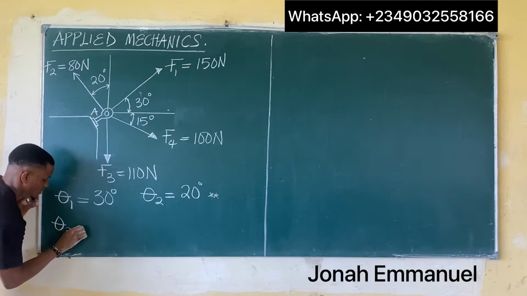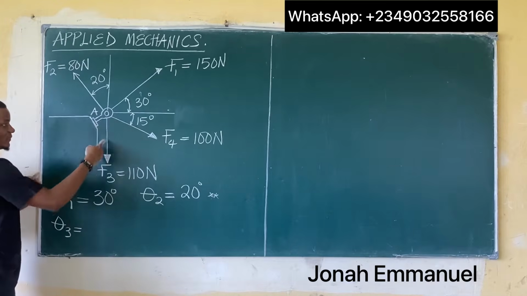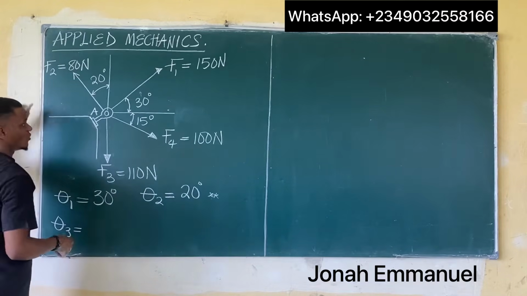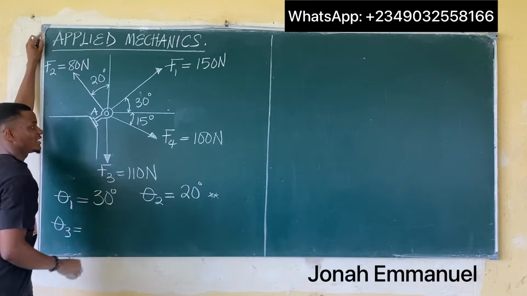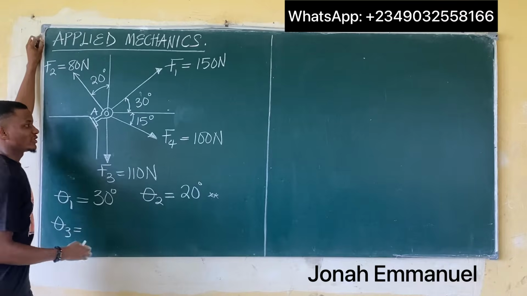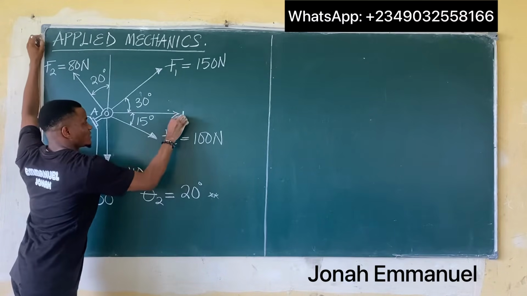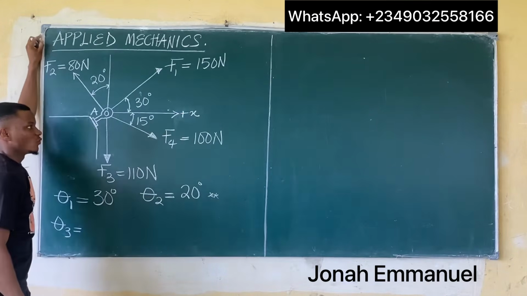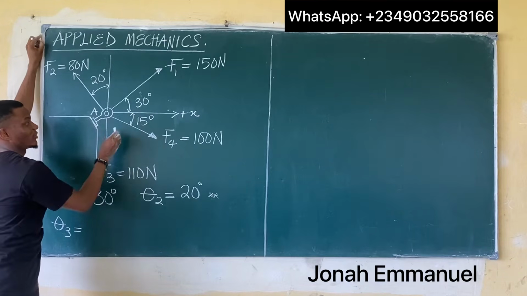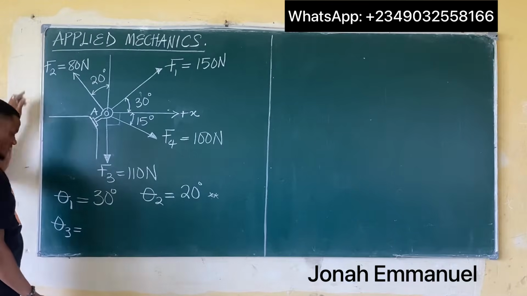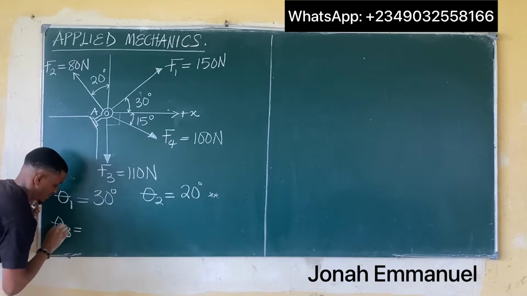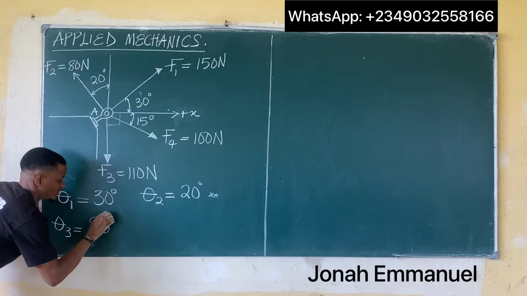F3 is here. Question: what's the angle of inclination? Observe that F3 is inclined at what angle to the horizontal? This is my horizontal, positive x. So what's the angle between F3 and x? If I look at this diagram correctly, I can see it is 90 degrees. So theta 3 is equal to 90 degrees.